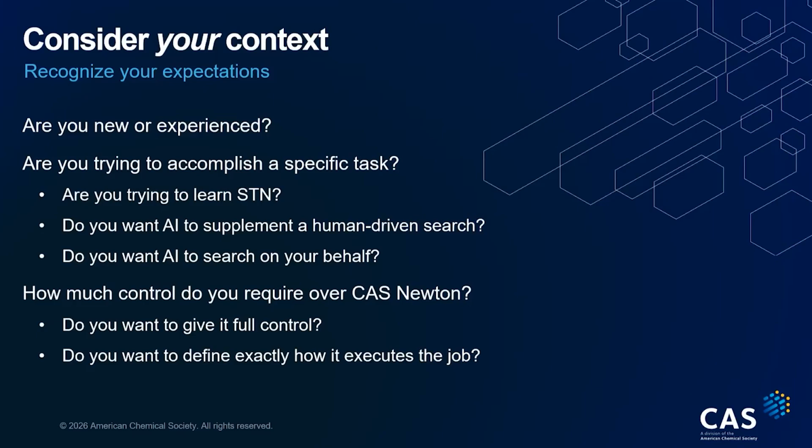Are you trying to accomplish a specific task? If you're trying to do a prior art search, it's important to note that. If you want it to be extremely comprehensive, it's important to note that. If it's more of a cursory background or landscape type analysis, that's also noteworthy. So again, are you trying to learn? Are you trying to use Newton to supplement your own searching? Or are you interested in fully delegating the job to the agentic AI?